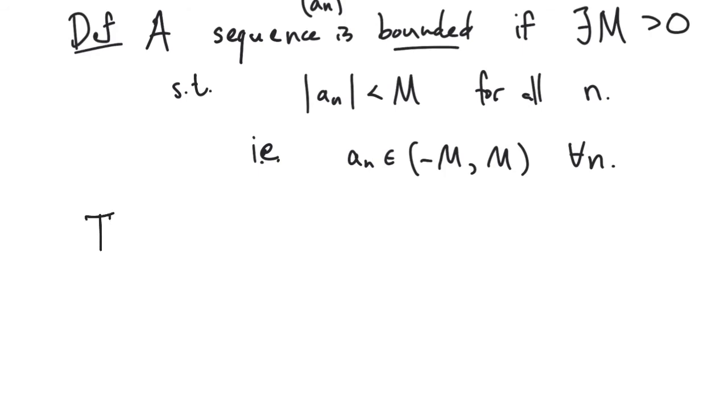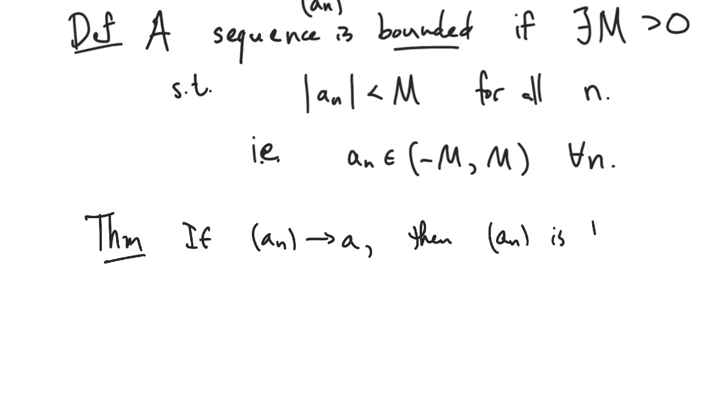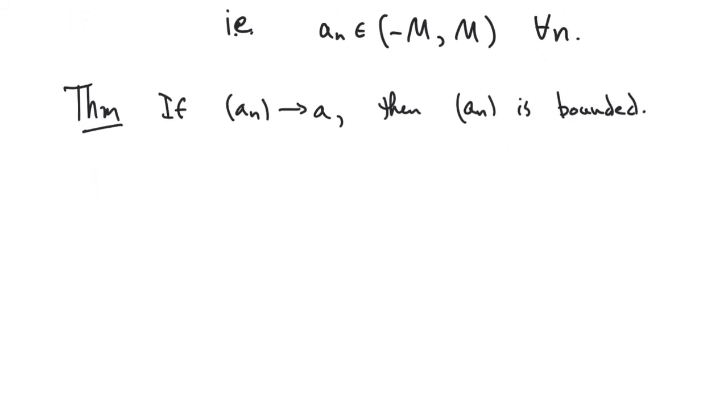And the first of our theorems about limits, and probably the only one we're going to get to today, is: if a sequence a_n converges to A, then a_n is bounded. If the sequence converges, it must be bounded. All right? This is something, if you think for a moment, probably you will agree that this is true.